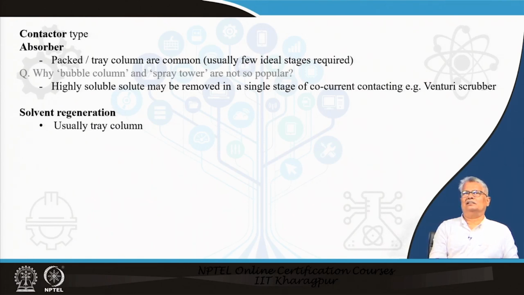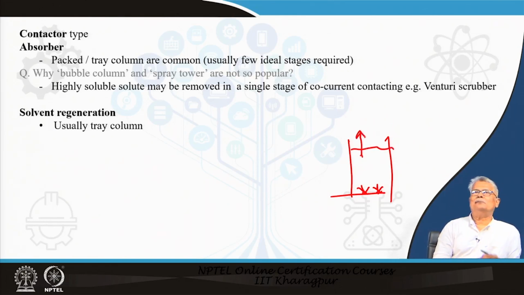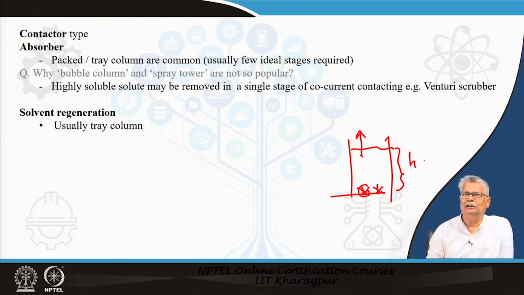I have a question here. Why not have a column which is filled with liquid, have a sparger at the bottom and let the bubbles go out? That means it is a bubble column. Why are bubble columns not popular? You will simply understand one thing: in a bubble column, if the gas has to come out, it has to overcome the liquid head of a reasonable height. So, you definitely will have a reasonably high pressure drop if you are going to use a bubble column.